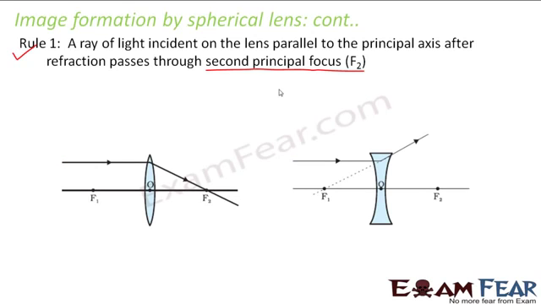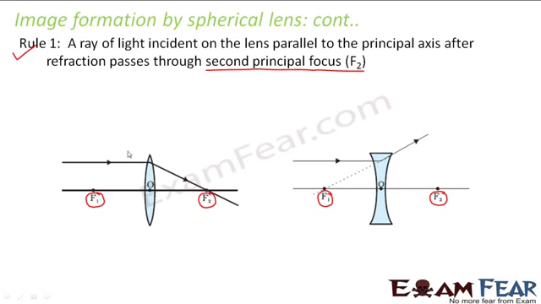So, just to remember, first principal focus is the one which is on the left hand side of the lens, whether it is a concave lens or a convex lens, and second principal focus is the one which is on the right hand side of the lens, right?